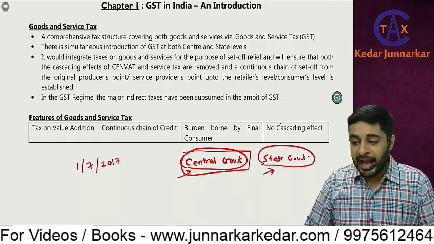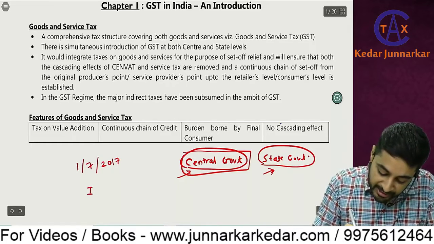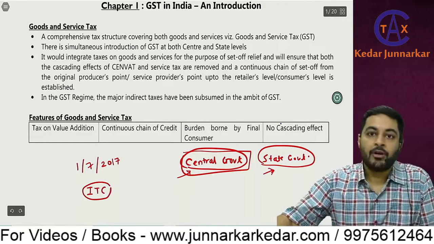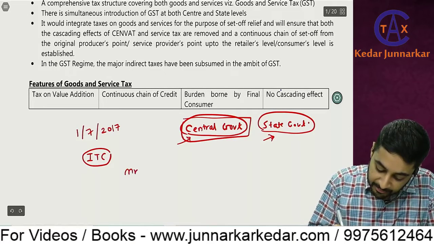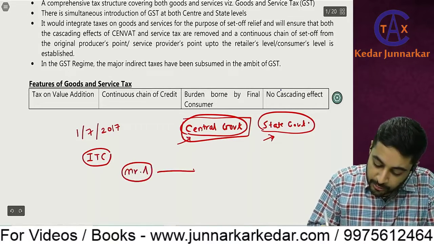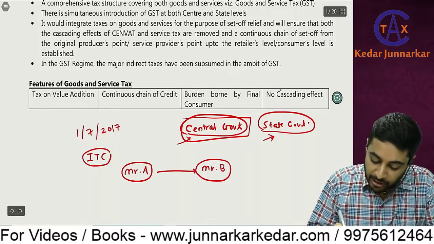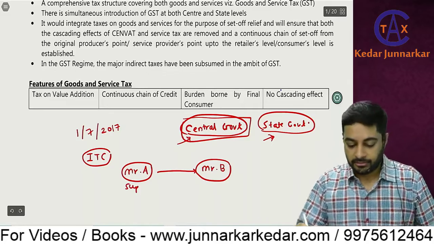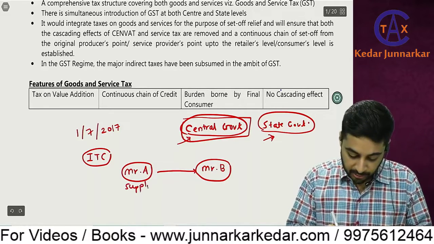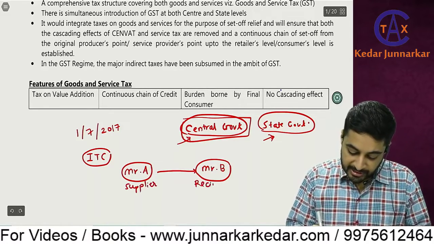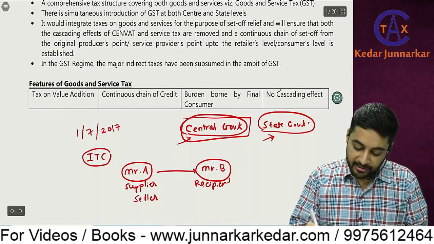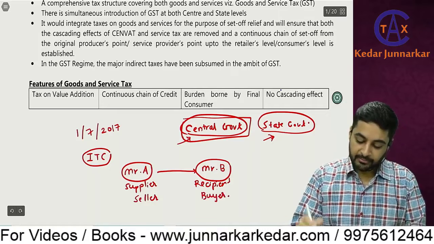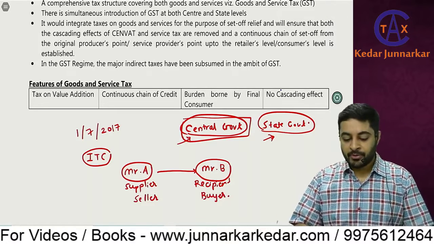So both the governments had their respective revenues. Again, I hope you are aware of this concept called input tax credit. What is input tax credit? I'll explain with a simple example. Let's say there is Mr. A who is selling goods or supplying service to Mr. B. A is called the supplier and B is the recipient. Or in simple terms, A is a seller and B is a buyer, as simple as that.